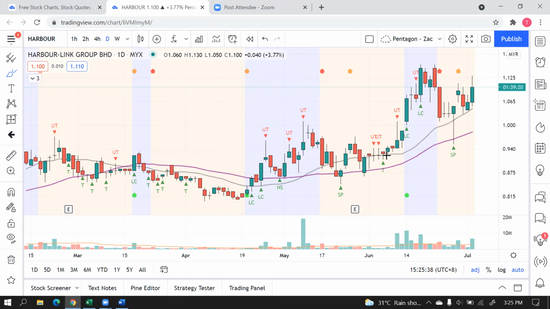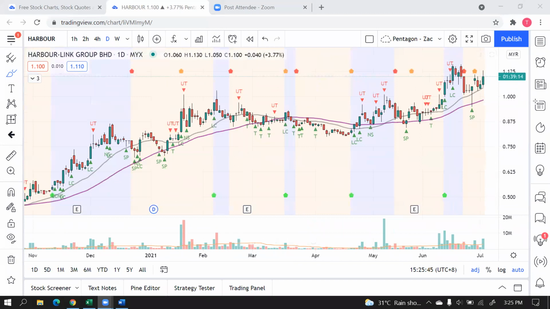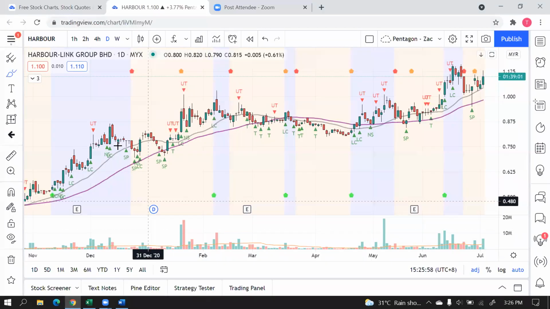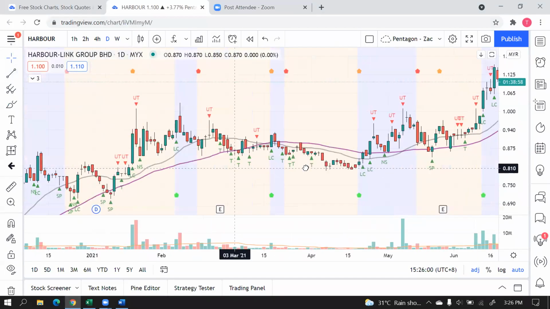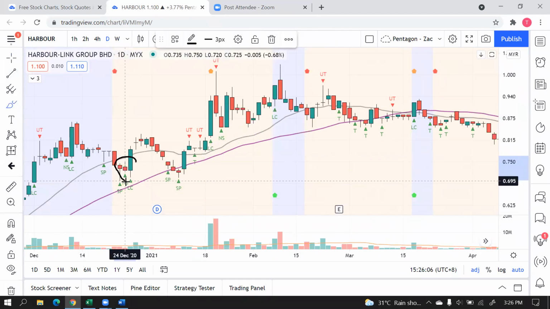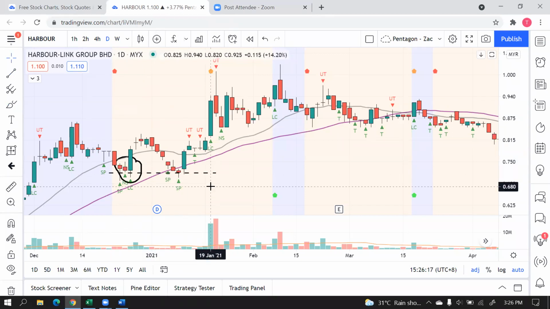Can you repeat the last statement? Why enter on the next red pentagon? Now the rules. The last rule over here is that if you enter on a red pentagon NS, use the next red pentagon as your exit, if you got profits. For example, in this case like Harbor, we got NS over here. Here I think it hit you, or it didn't hit you, it's still holding. That's why sometimes we prefer one bar lower, because sometimes there is a lot of chuchi in the market.